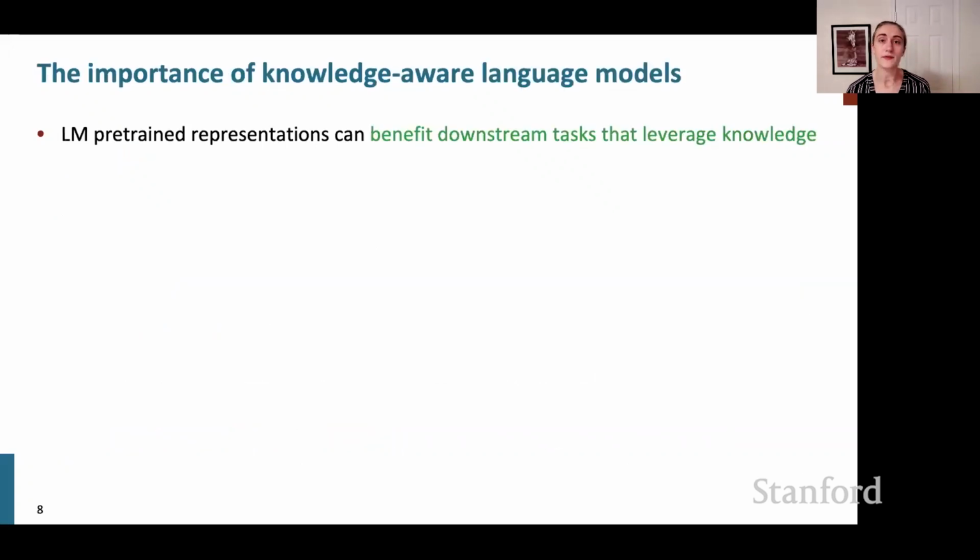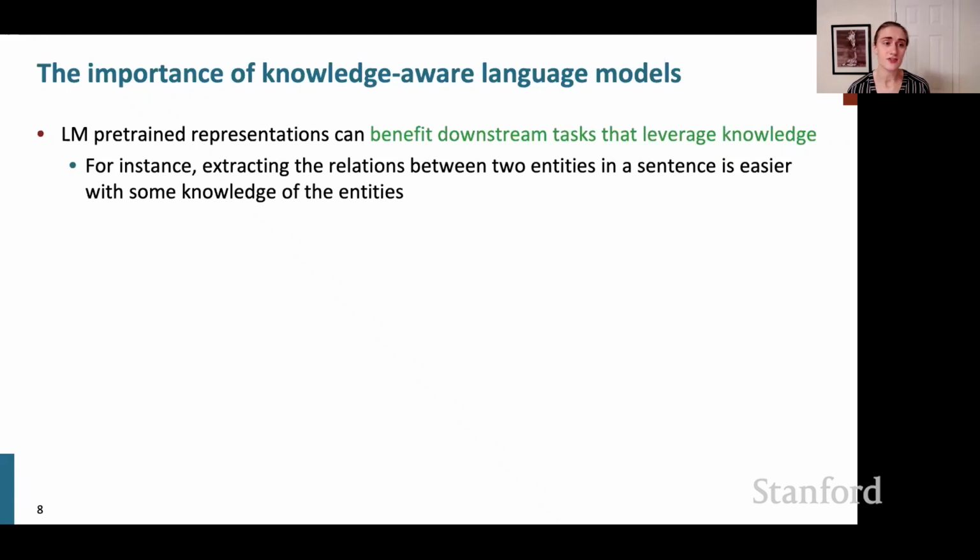I also want to motivate why researchers are interested in building language models that can more reliably recall knowledge. One of these reasons is that the pre-trained representations are used in a variety of downstream tasks, and some of these downstream tasks are knowledge intensive. For instance, you might have a downstream task to extract the relations between two entities in a sentence. This is commonly known as relation extraction. And this is much easier if you have some knowledge of the entities, which could be potentially provided by the pre-trained language model representation. And when we talk about evaluation, we'll talk about what types of tasks are most likely to benefit from these knowledge-rich pre-trained representations.